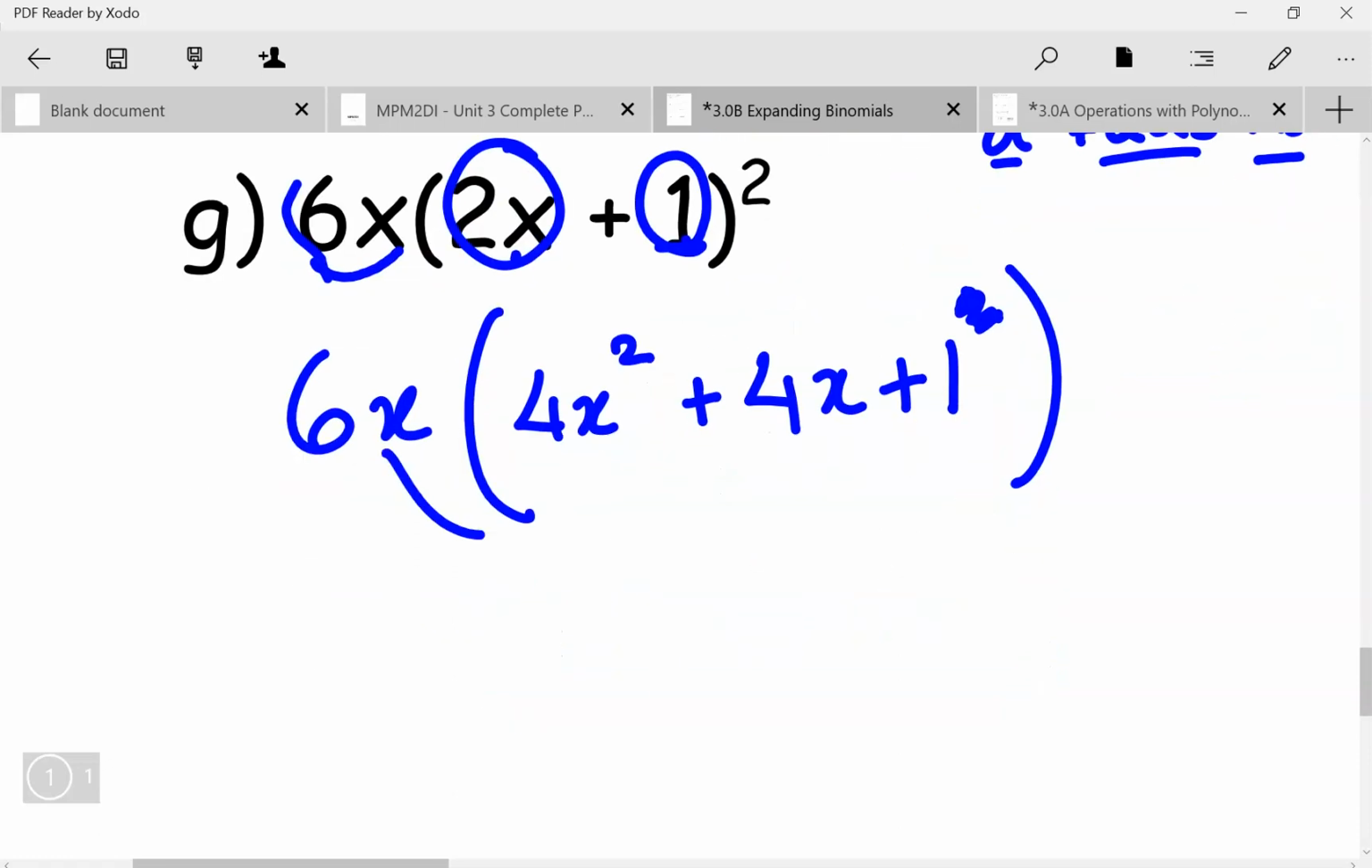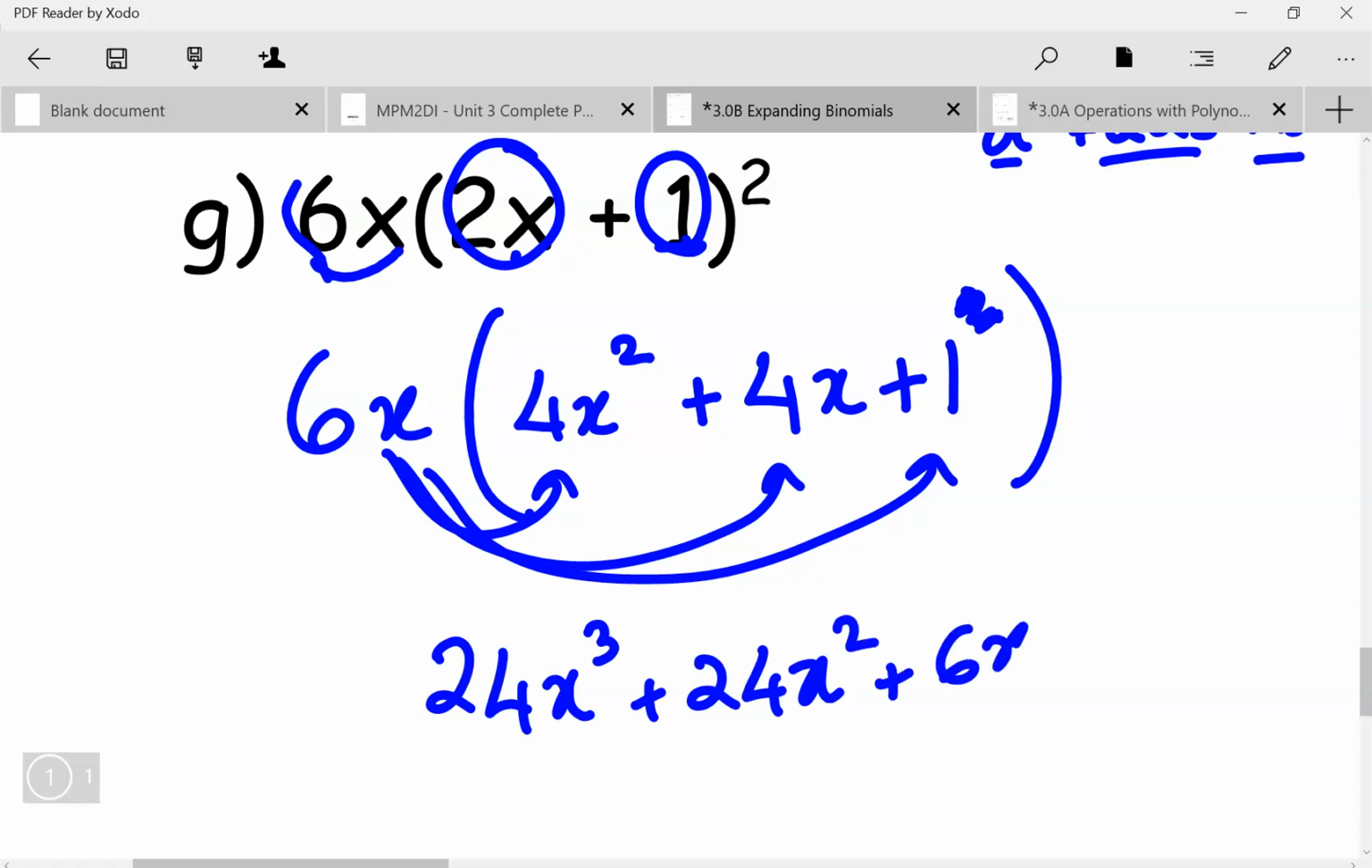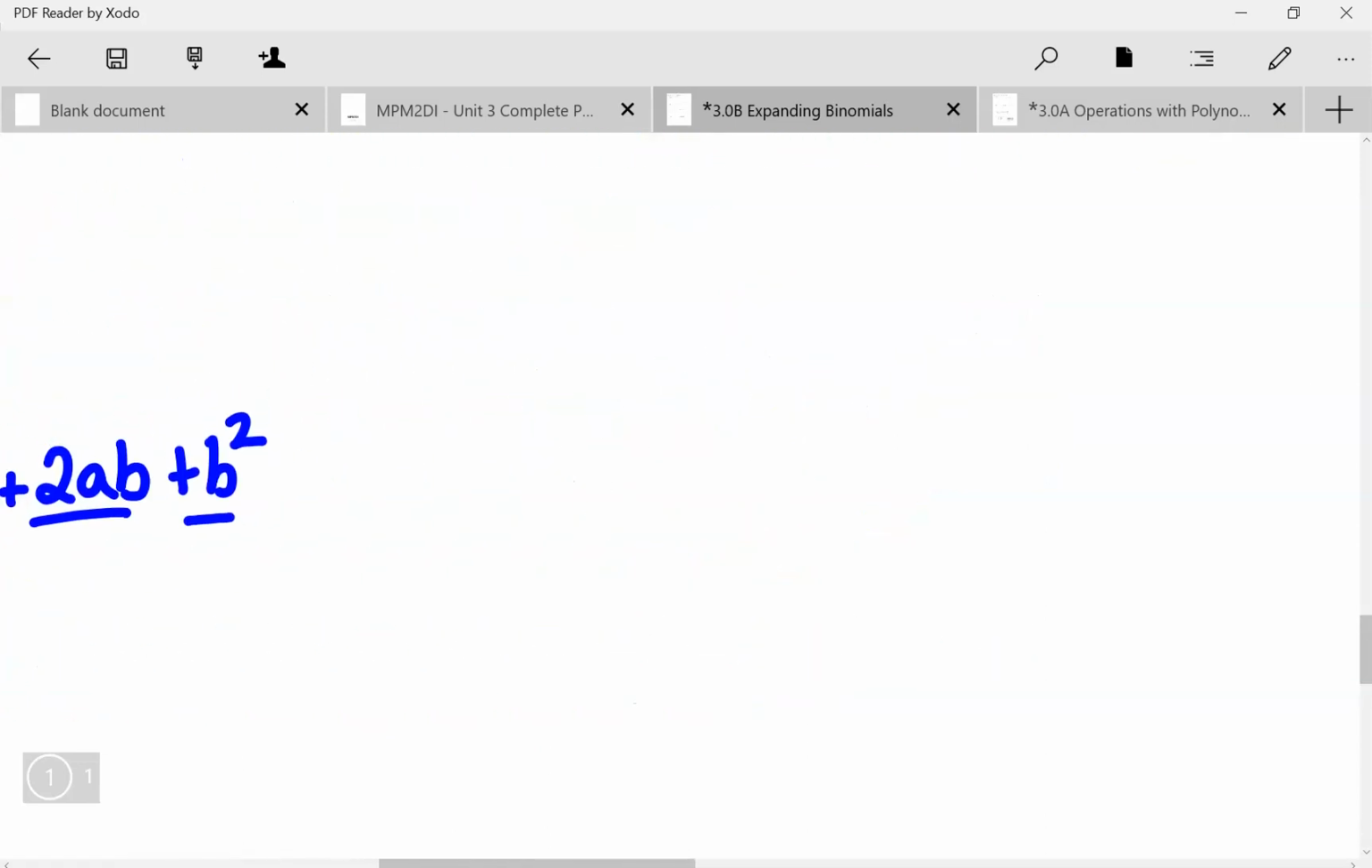And now I'm going to multiply the 6x into each term in the bracket. So that gives me 24x to the power of 3, 24x to the power of 2, and a 6x in the end.